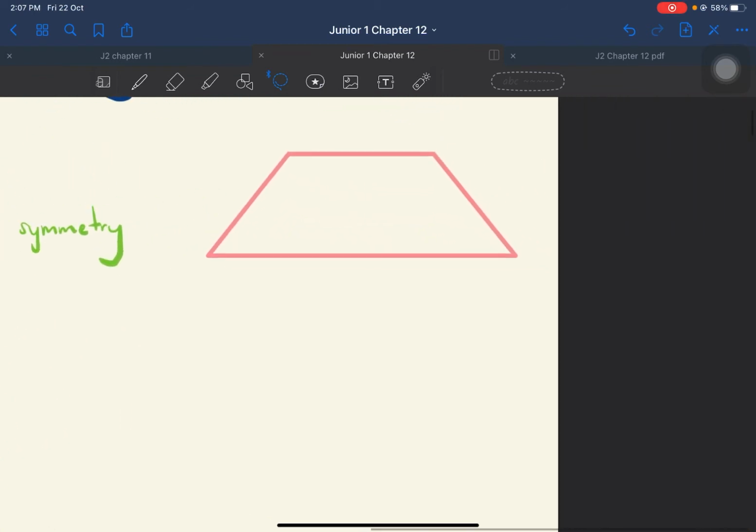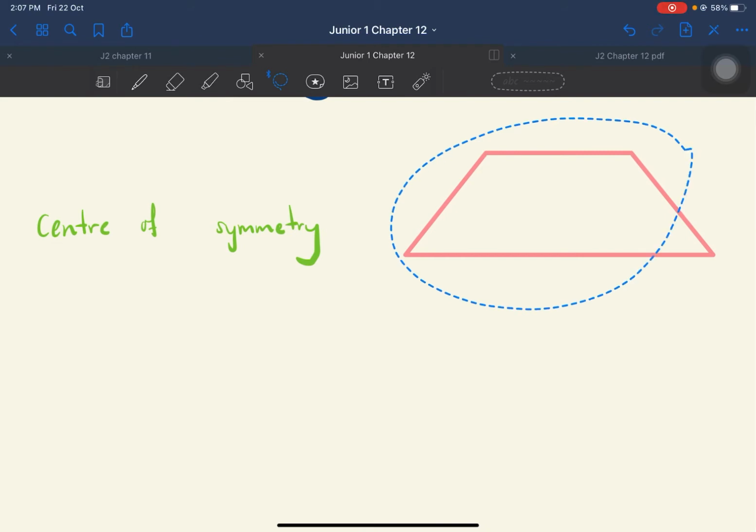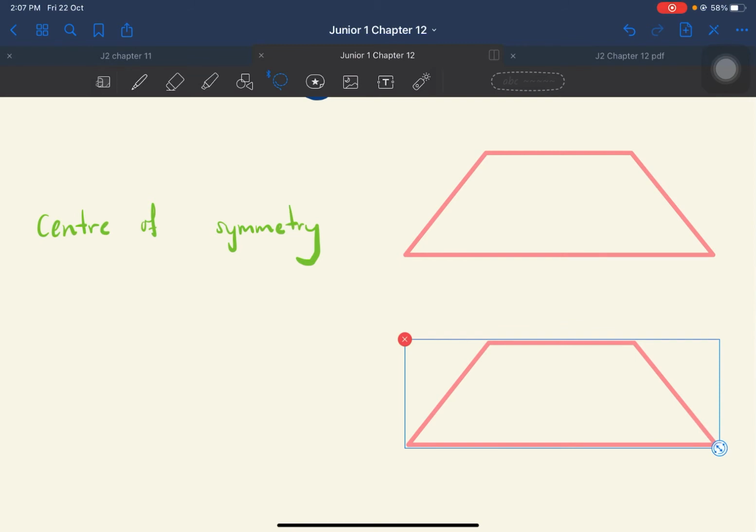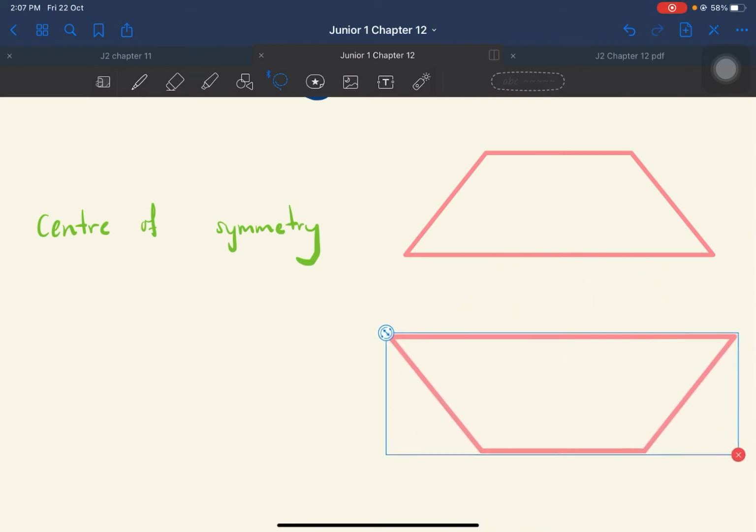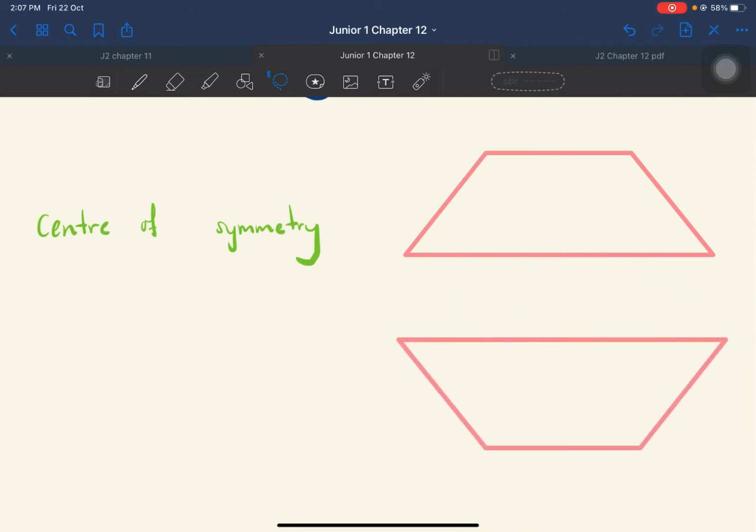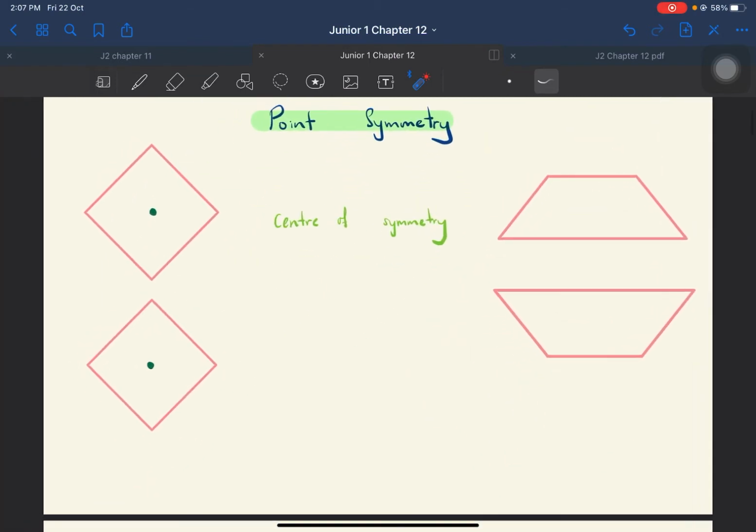How about the image on the right here, a trapezium? If let's say I turn it 180 degrees, will I produce the same image? No, right? It will be a different figure. Therefore, we don't call it point symmetry. Okay? So based on these two examples, example 1 has point symmetry. However, example 2 has no point symmetry.